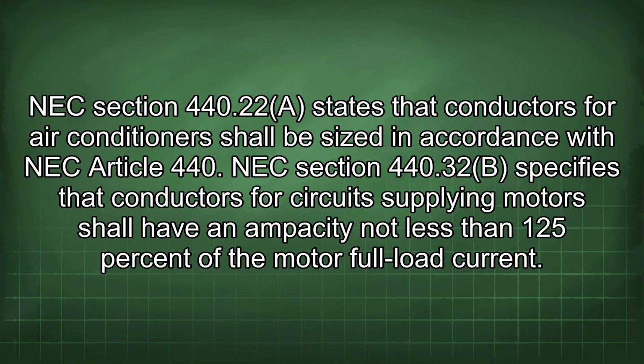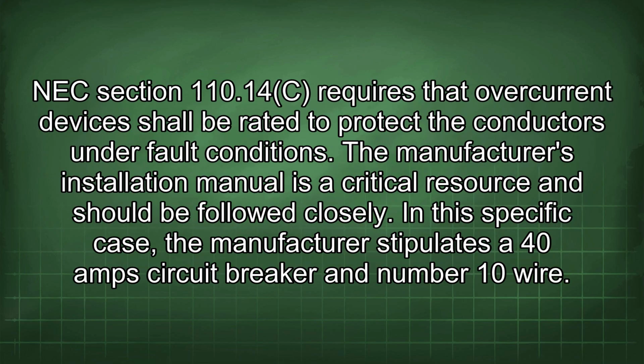NEC Section 440.22 states that conductors for air conditioners shall be sized in accordance with NEC Article 440. NEC Section 440.32b specifies that conductors for circuits supplying motors shall have an ampacity not less than 125% of the motor full load current. NEC Section 110.14c requires that overcurrent devices shall be rated to protect the conductors under fault conditions.